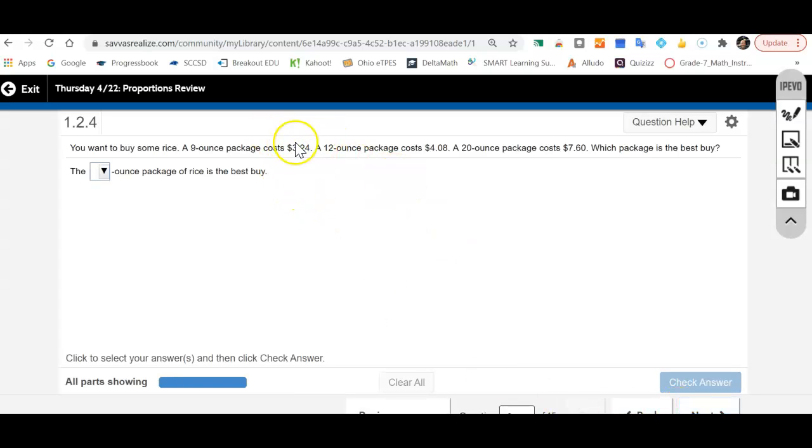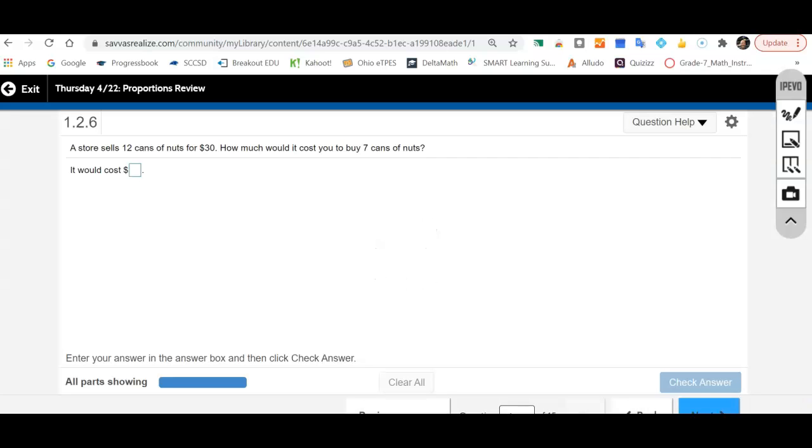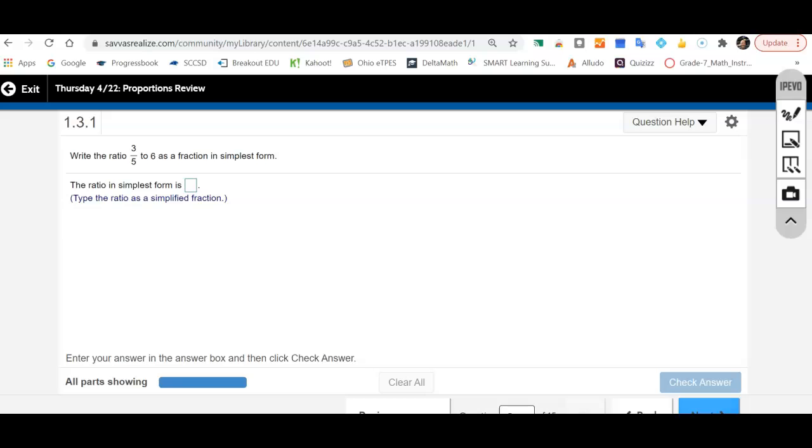And then these you're comparing. You're setting up a unit rate, 324 over 9, 408 over 12, and 760 over 20. Find the unit rate of each to figure out which one is the better buy. All right.